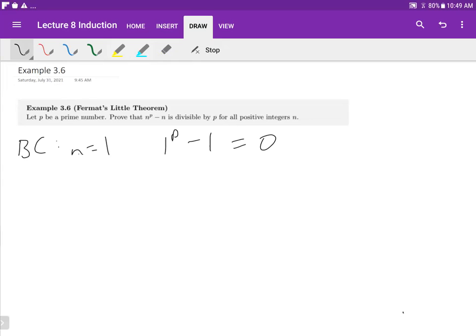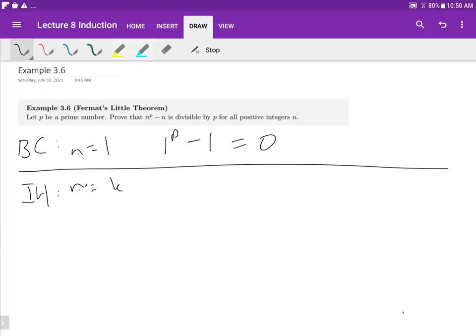All right, so next we have the inductive hypothesis, where we assume that n equals k works. So inductive hypothesis, n equals k: we have k to the p minus k is divisible by p, well, 0 mod p. Let's put it that way.